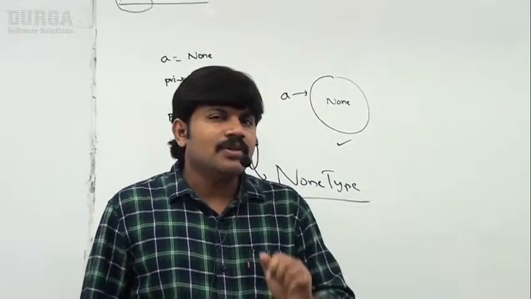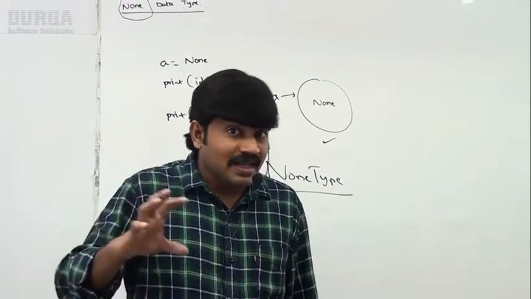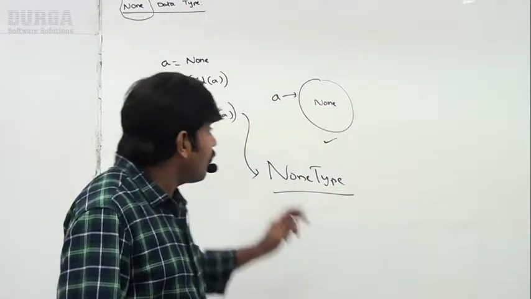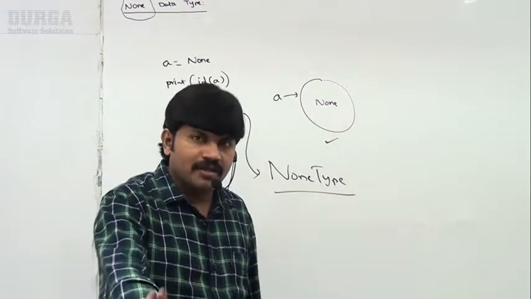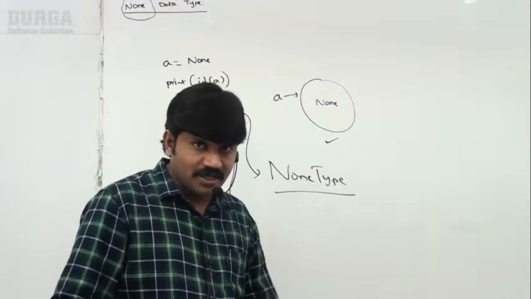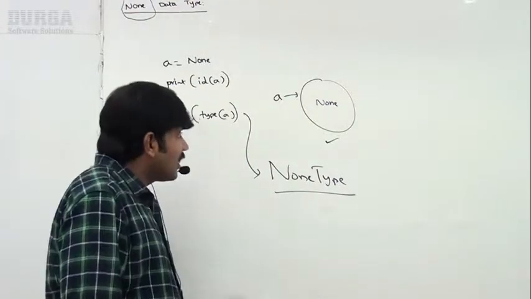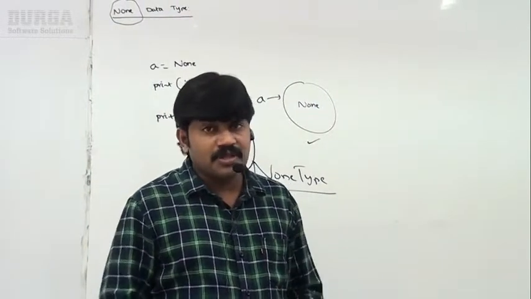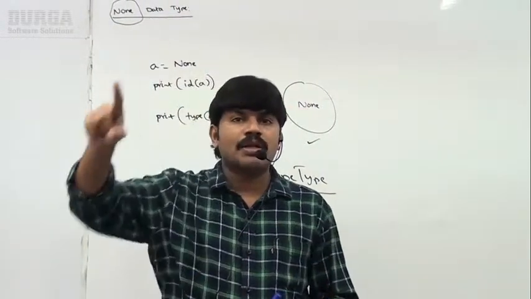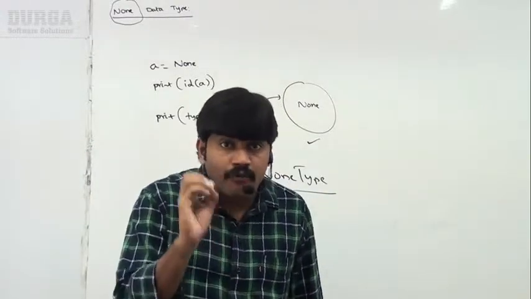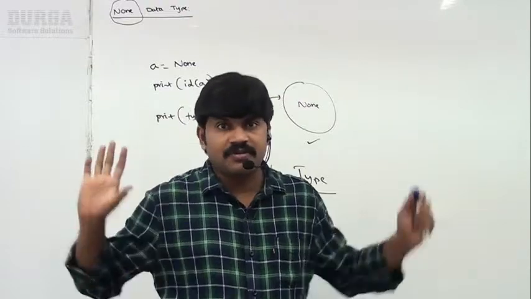Next, one more small point is there. None means internally it's an object. If a reference variable is pointing to None, it means no value, but strictly speaking None is also an object in Python. Next, how many None objects will be created in Python? Remember this one: throughout Python, only one None object is available.